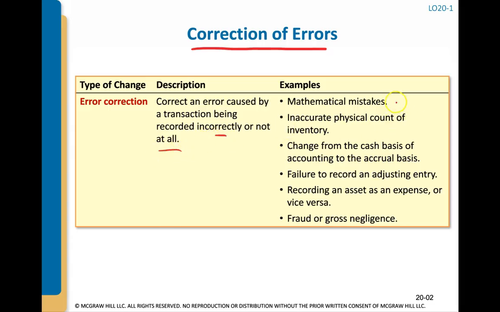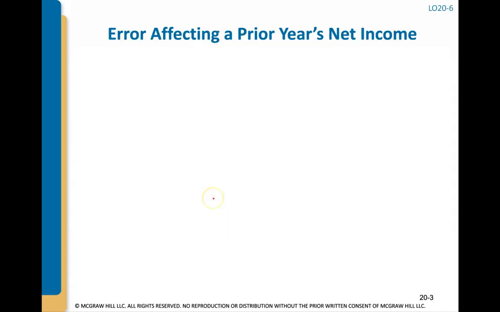at all. These could be because of mathematical mistakes, inaccurate physical count of inventory, so therefore your ending inventory is wrong, a change from the cash basis of accounting to the accrual basis, where GAAP only allows accrual for corporations, failure to record an adjusting entry, recording assets and expense, or vice versa, or there could even be just fraud or gross negligence. Whatever the reason is, if an error is material and affects the presentation of prior periods or the accounts, we need to account for it properly.